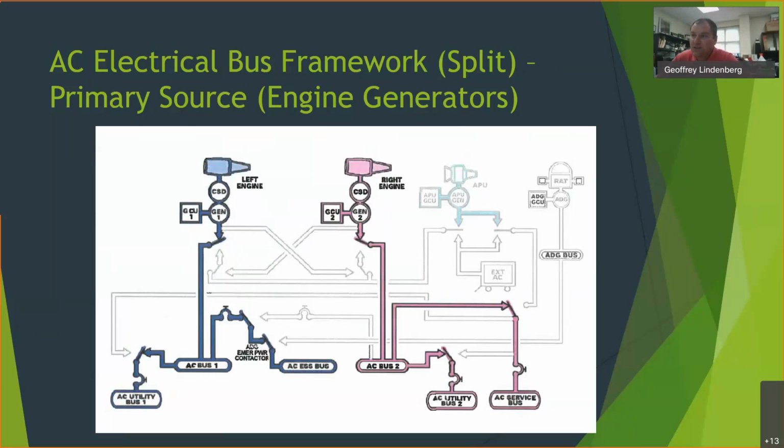And you can see this in this schematic, for instance. We have our two engine-driven generators at the top, and they show a constant speed drive connected to the generator, and we'll talk about that, and a generator control unit. So those three items set up what the electricity coming out of the engines is going to be, produced by the generators that are driven by the engine gearbox.